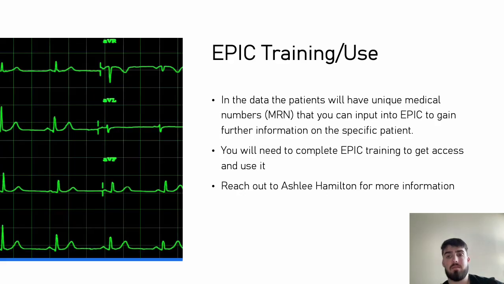So in the patient data Excel sheets that you'll get from CCTS, next to each patient's name, there will be these unique medical identifying numbers called an MRN that you can input into Epic to gain further information on the specific patient. This can be really good just to verify if the data is corroborating with the Excel sheets that you have. And in order to use Epic, you need to get Epic training.